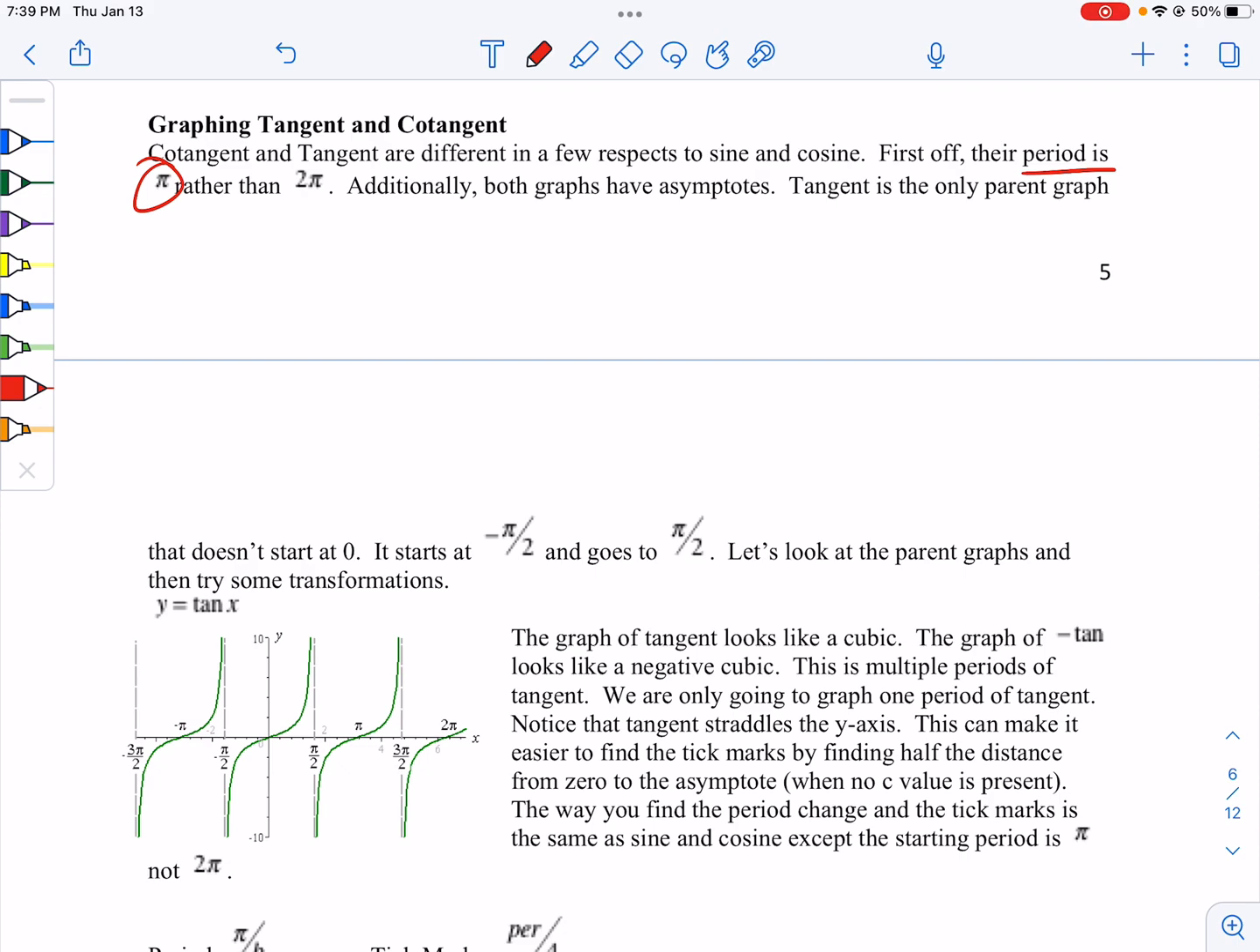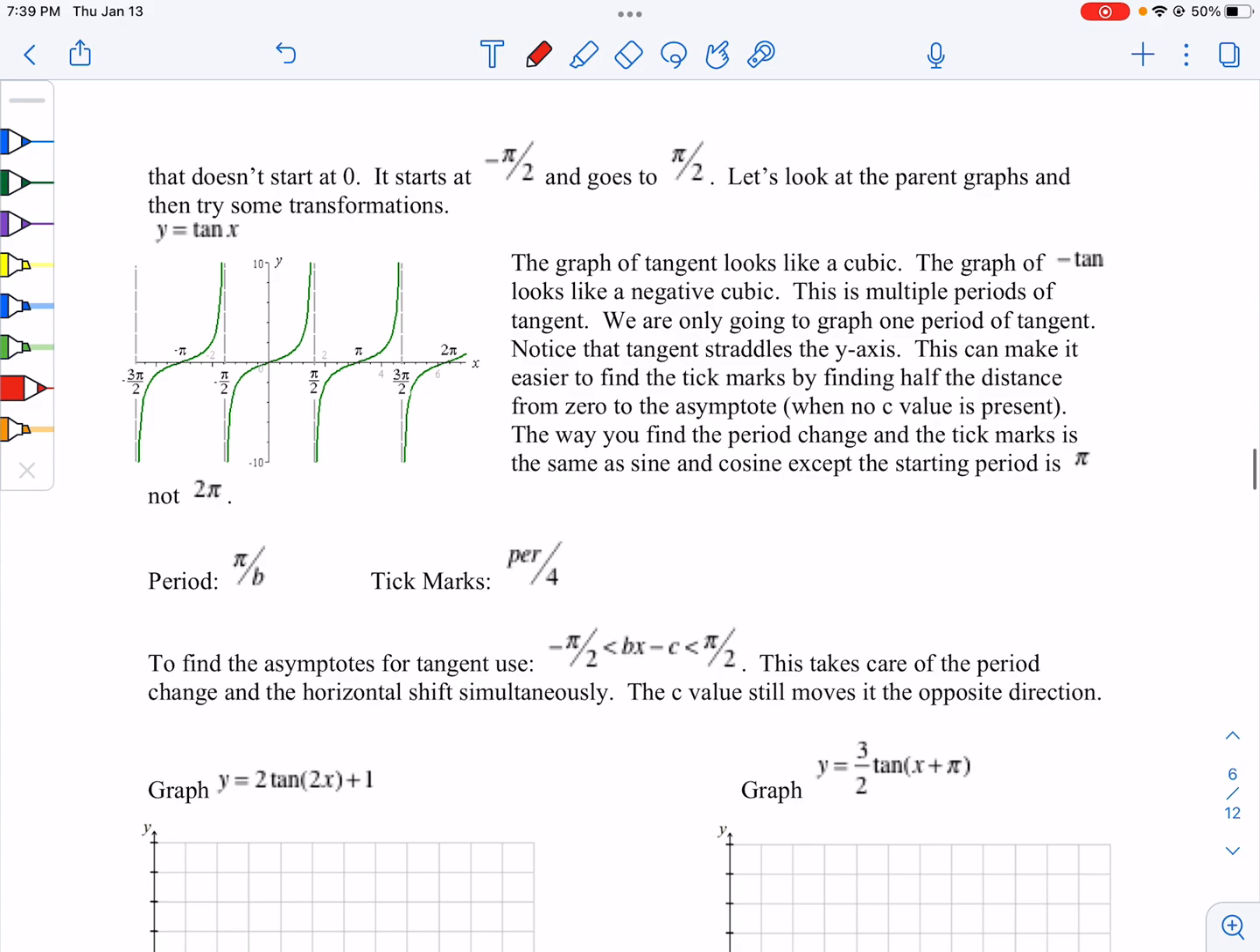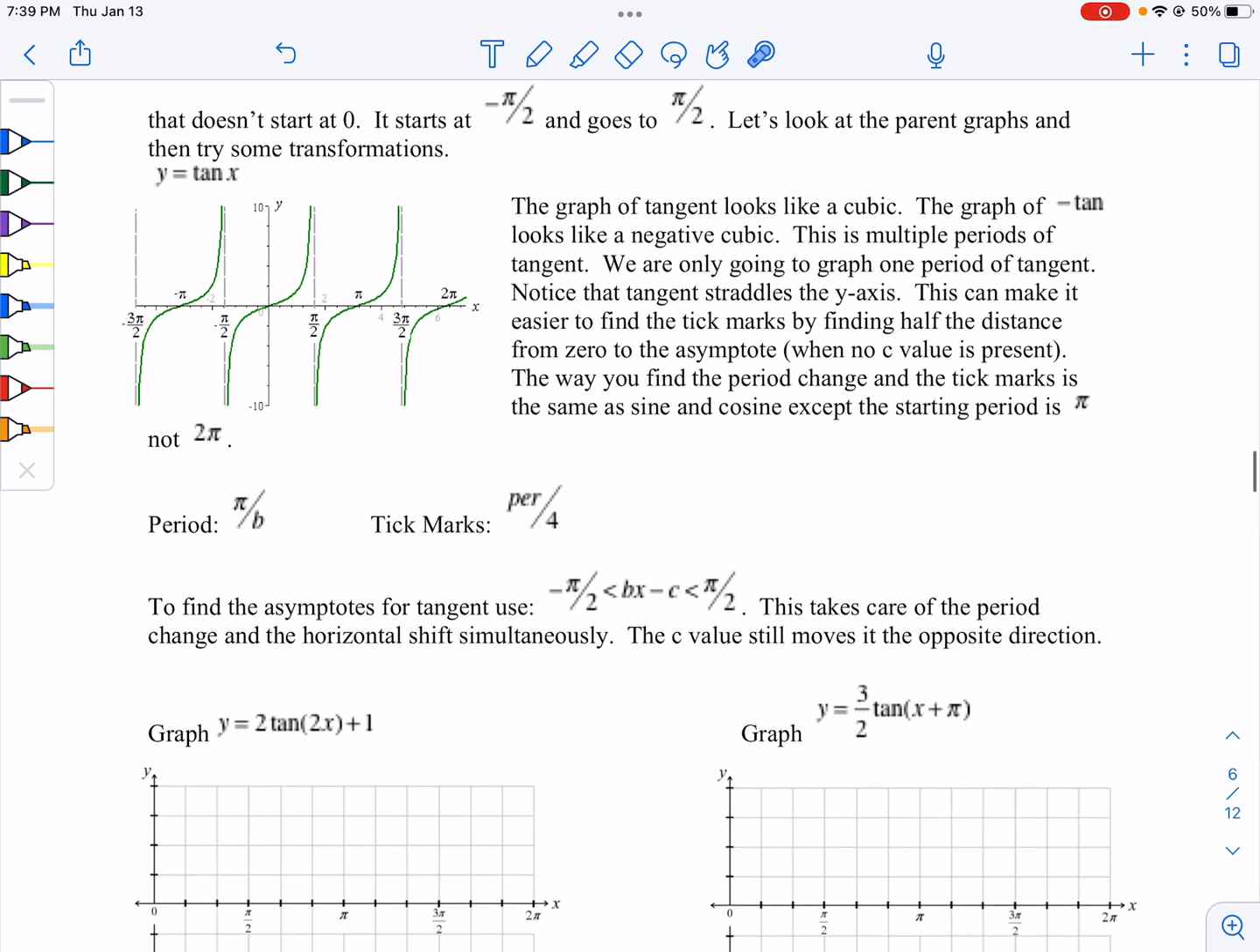Tangent is the only parent graph of your trig functions that does not start at 0. Your tangent straddles the y-axis. So our y-axis is right here, and the parent graph straddles it from negative pi halves to positive pi halves. Okay, so we're going to look at transformations. Now notice our parent graph kind of looks like an x cubed. It's bounded by these asymptotes still, so it's not really an x cubed shape. It just has that shape in this vicinity that we're used to seeing.